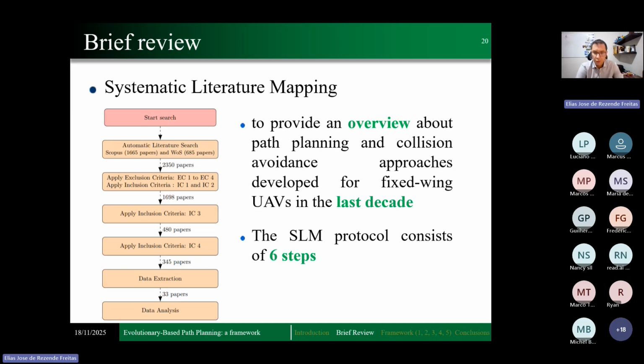Moving on to the literature review, I conducted a systematic literature mapping to provide a general overview of the path planning and collision avoidance approaches developed for fixed-wing UAVs in the last decade. To do this, the papers were collected through a well-defined process consisting of these 6 steps. From these steps, we selected 345 papers to try to answer some research questions.